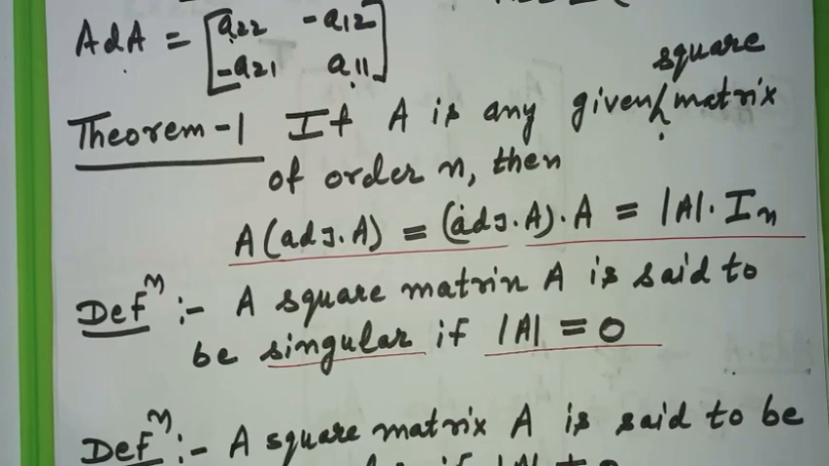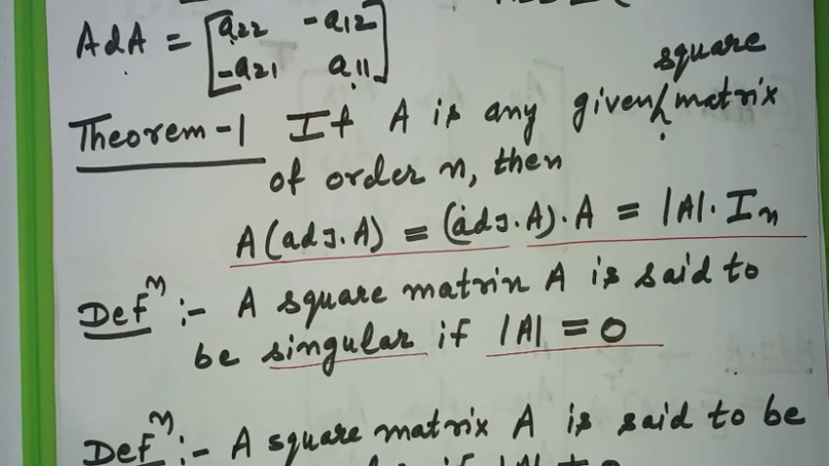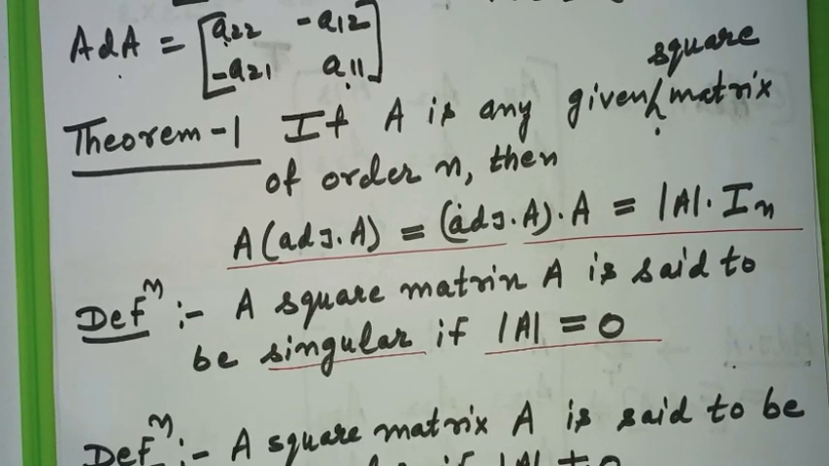Now there are some theorems based on the result of the adjoint of a matrix. The proof of these theorems is not to be done by you. You have to memorize and understand these results, and you have to use these results in solving the questions.